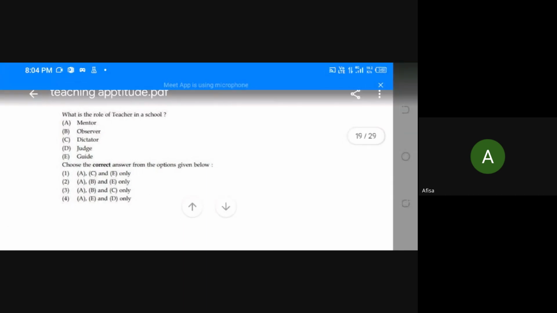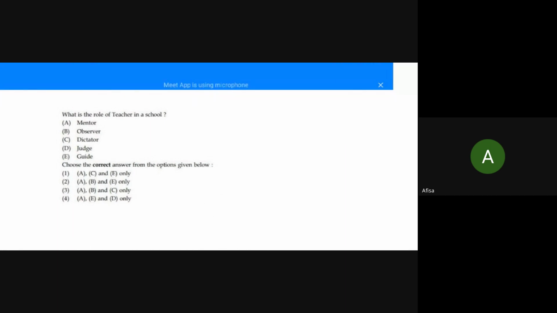Answer is option 2, that is A, B, and E. Mentor, observer, and guide. A teacher should not be a dictator or a judge. Never should a teacher become a dictator or a judge. The options are mentor, observer, and guide.